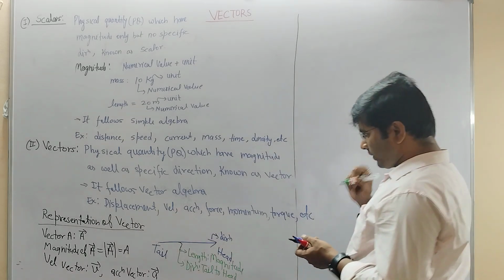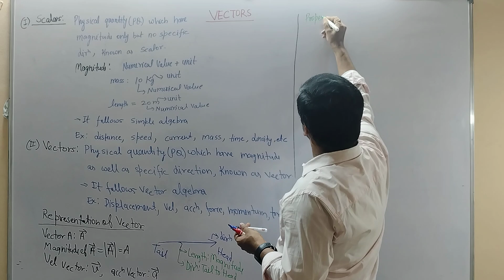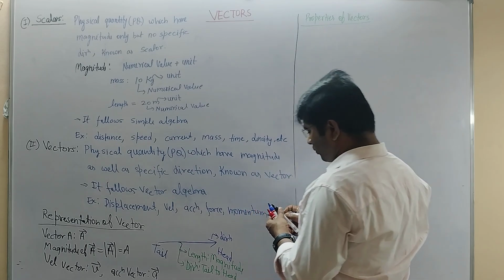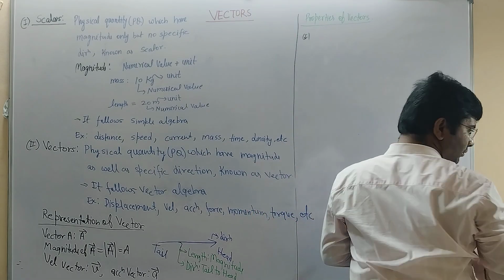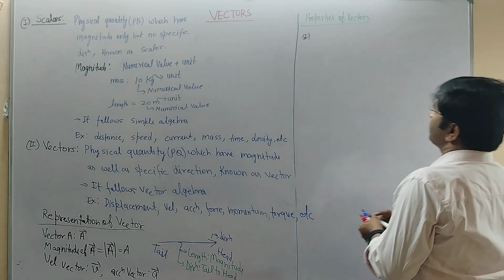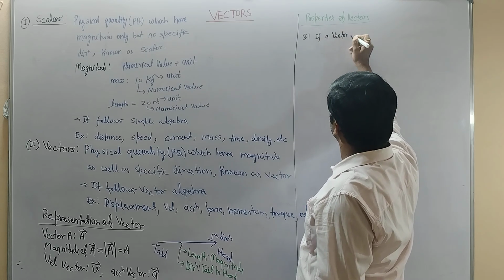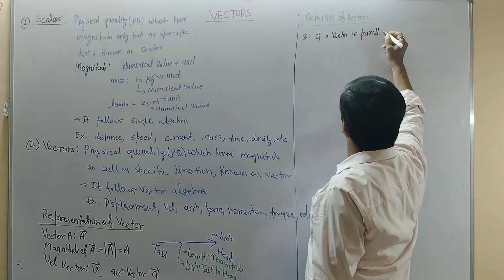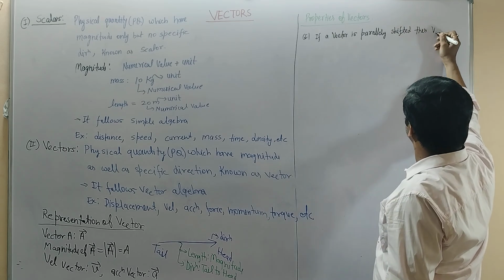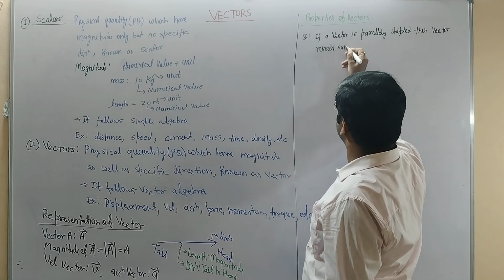Now we will see properties of vector. So the first property is: if a vector is parallelly shifted, then the vector remains the same, or the vector doesn't change.